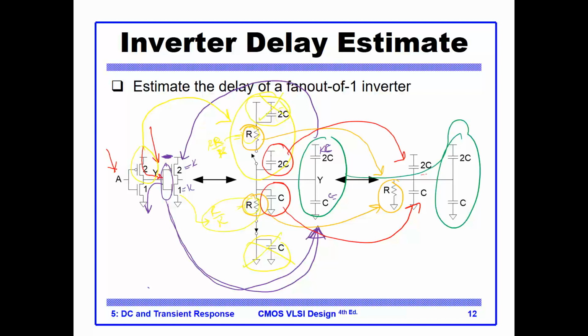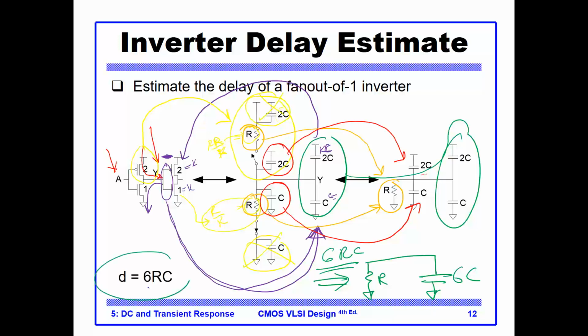Now we can add all these capacitances, and we will see that this is a network of an R and 6C. And we established earlier that the delay of such a circuit is 6RC. So the delay, when I change the input of this inverter and see it at the output, given the load that it is driving, one inverter, is 6RC.